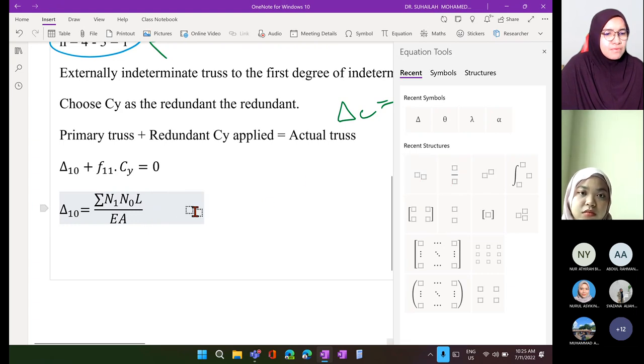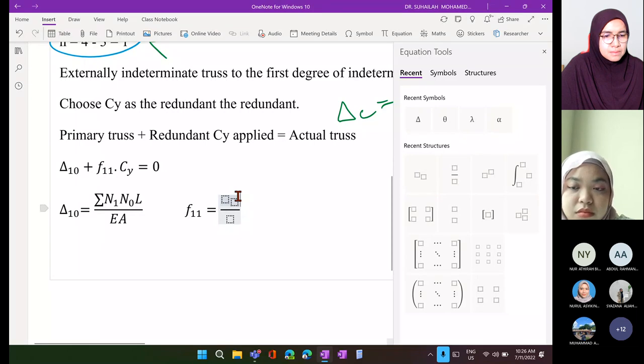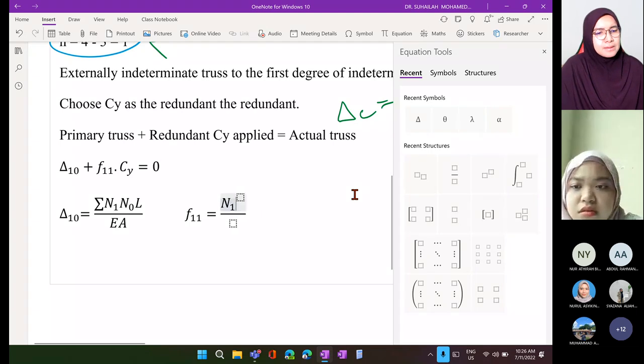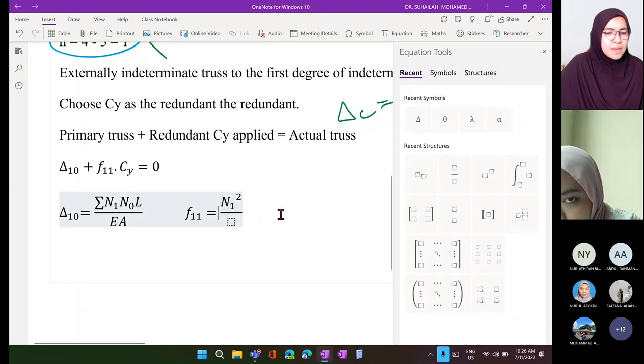For F11, it is the same formula, but this time we have N1 times N1, because we always refer to the notation F11. So this one is the summation of N1 squared L over AE.